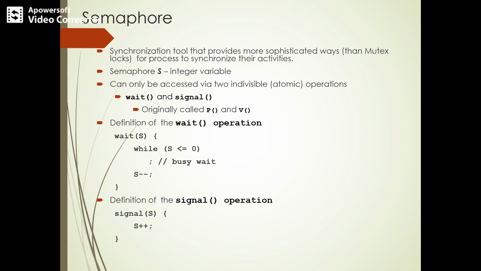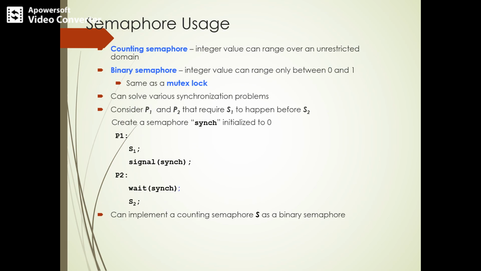That's a problem. Once again, if you look at the usage of semaphores, there are two types: counting semaphores and binary semaphores. The binary semaphore is also called a mutex lock, and it deals with the critical section for multiple processes. You use this for multiple processes, and the binary semaphore value will be between 0 and 1. Whereas a counting semaphore is used with a resource which has a finite number of instances, so it works over an unrestricted domain.